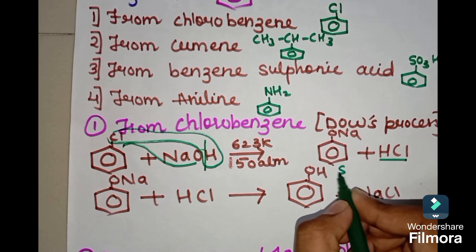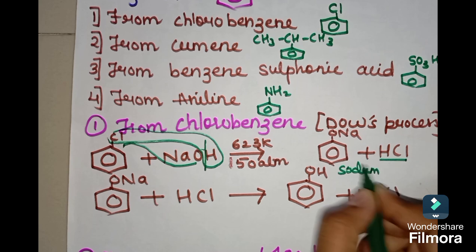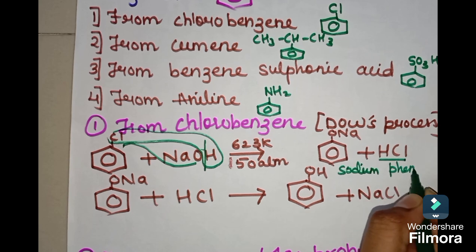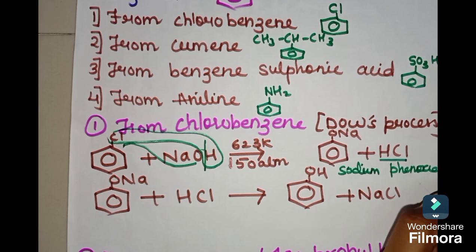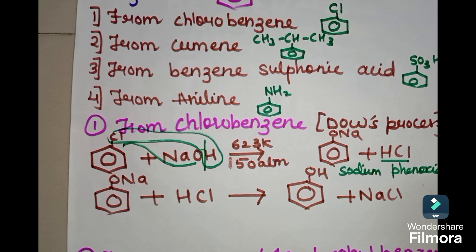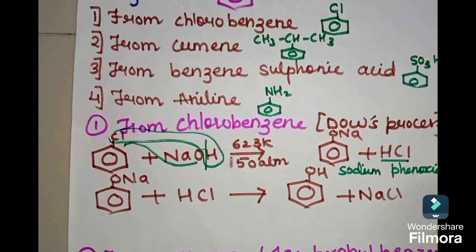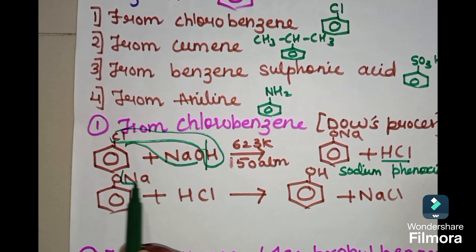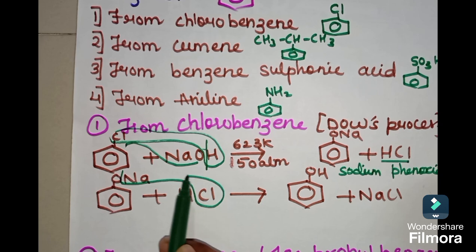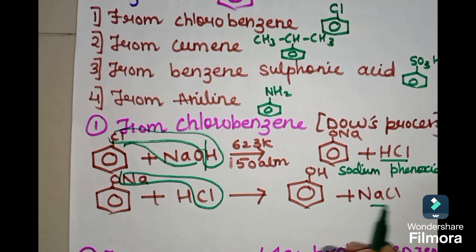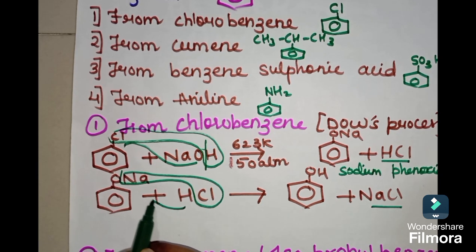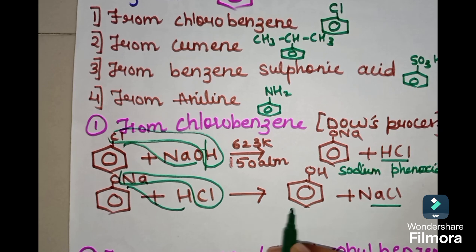Whatever is formed over here is called sodium phenoxide. So I am writing here sodium phenoxide. This is the first step wherein we react our chlorobenzene with sodium hydroxide at certain conditions and we get sodium phenoxide as our product. Now we are going to take this product in the second step. What will happen over here, students? This Na will combine with Cl and form sodium chloride, and this H will take the place of Na, forming phenol.